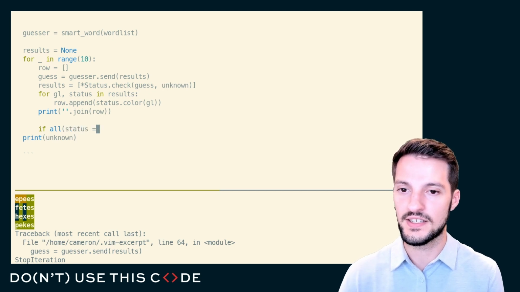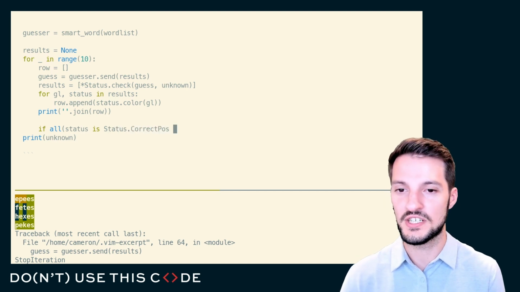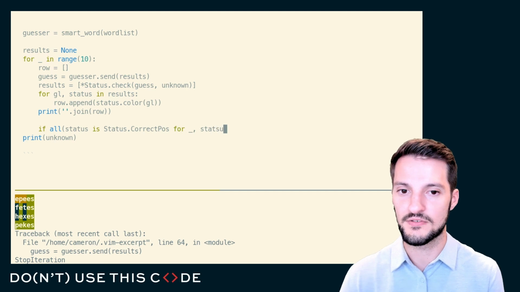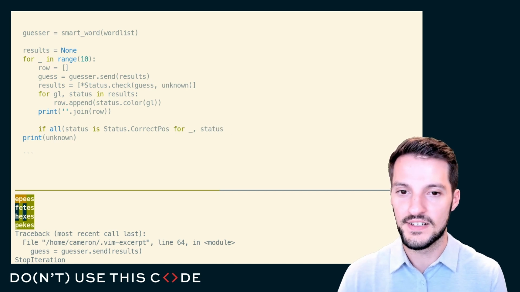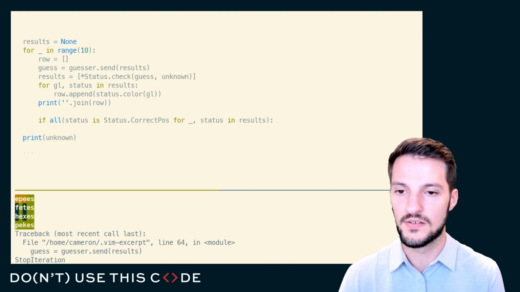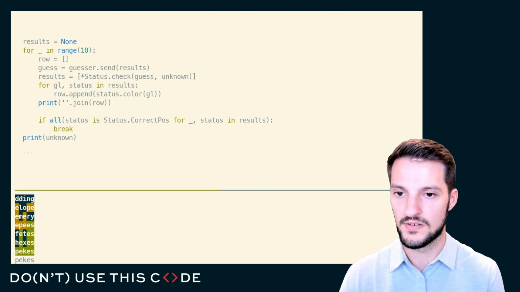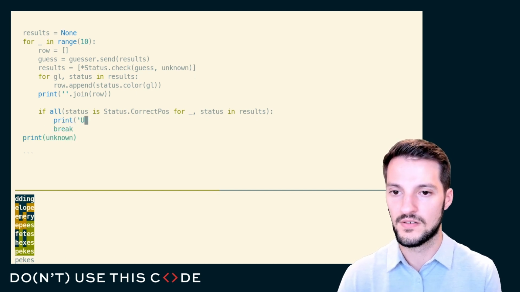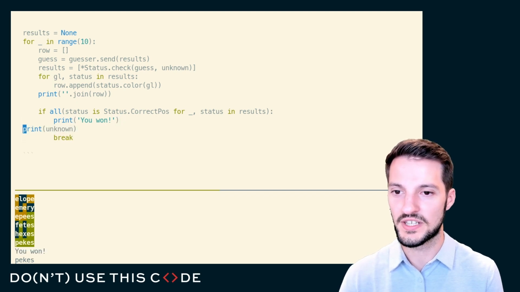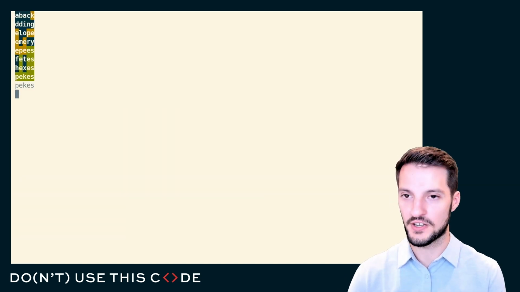status is, what do I call it, status dot, if they're all correct position, then we'll break, and for underscore comma status, remember this is a tuple, the results are a list of tuples in results. Right, and we can even print the unknown there. Maybe that's a little bit better than printing U1. And we can see that we arrive at a correct solution.